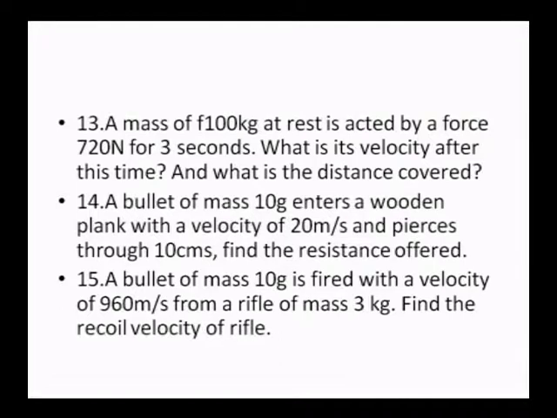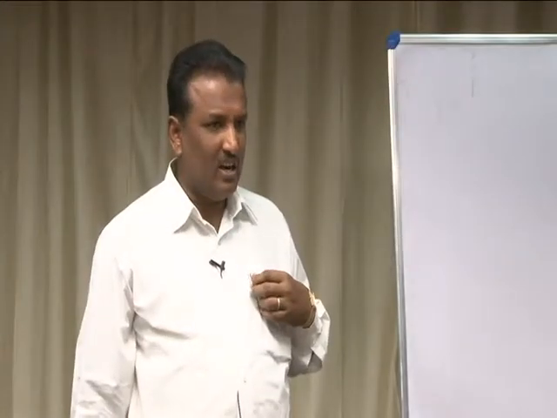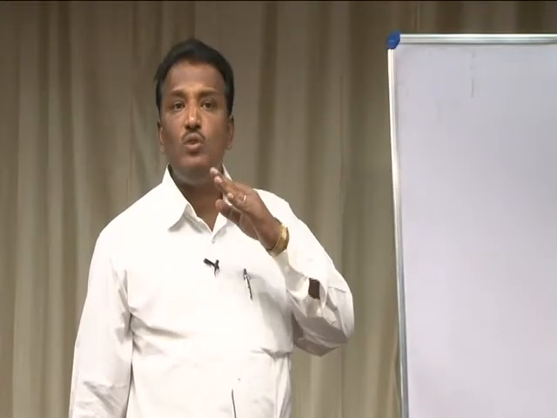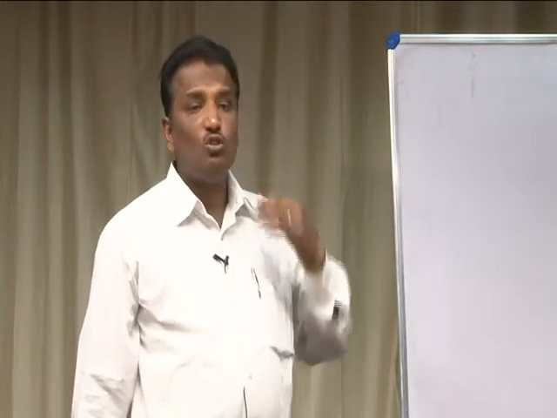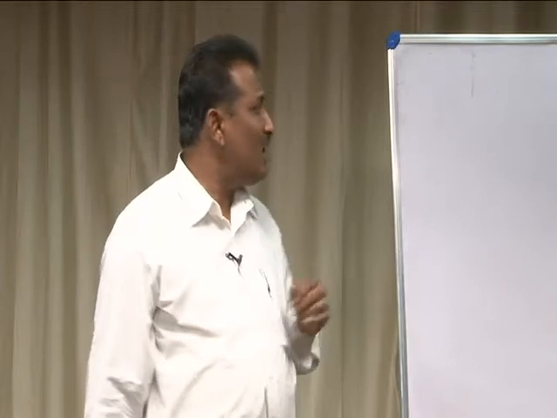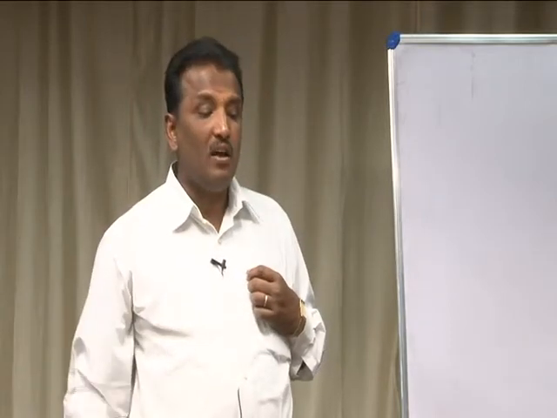During the time of its penetration, definitely according to Newton's third law of motion, the wooden plank shows an opposition. That opposition we specifically refer to here as a resistance during the time of its penetration. So, what is the opposition shown by the wooden plank? This is the problem. There is a bullet whose mass is 10 gram. When it is fired, it moves with a velocity of 20 meter per second and penetrates a wooden plank through a distance of 10 centimeters. During the time of its penetration, what will be the resistance offered by the wooden plank?